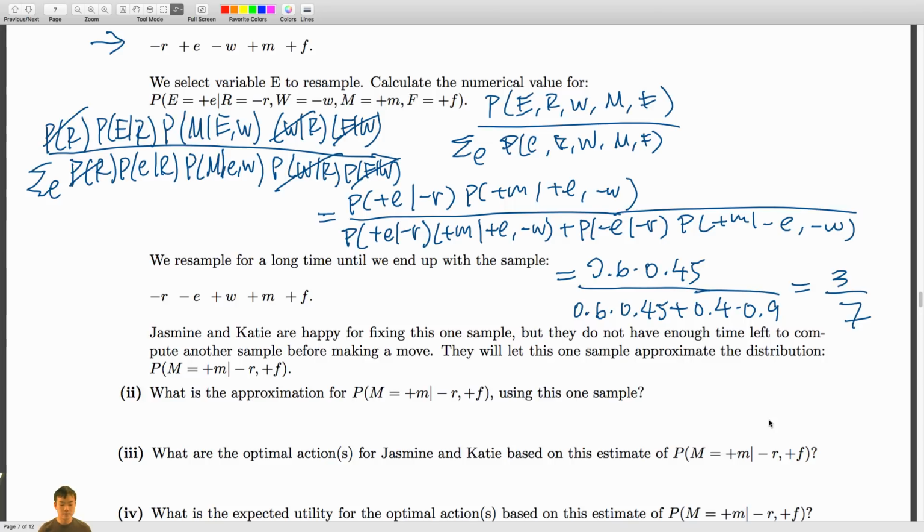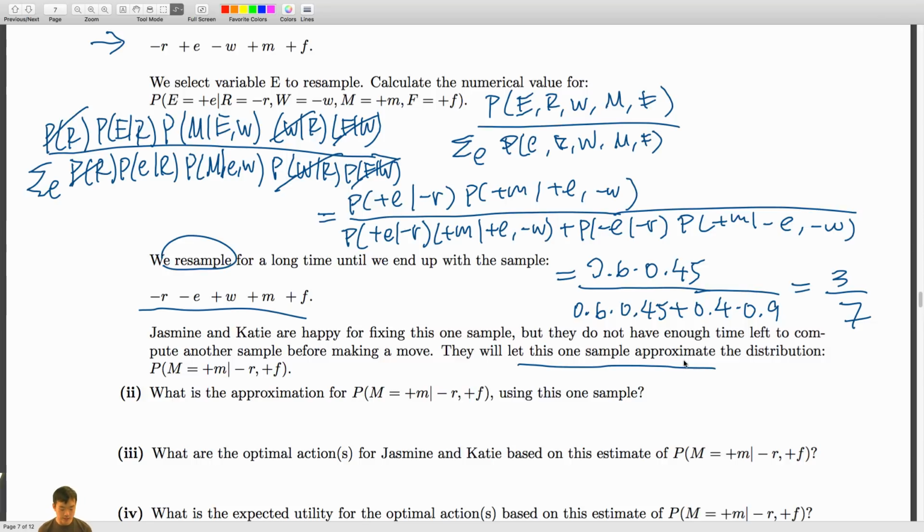Now we notice that we're going to resample for a long time until we finally end up with one sample remaining, the same sample, which is minus R, minus E, plus W, plus M and plus F. Jasmine and Katie are happy with fixing this one sample, so they will only use this one sample to approximate the distribution.